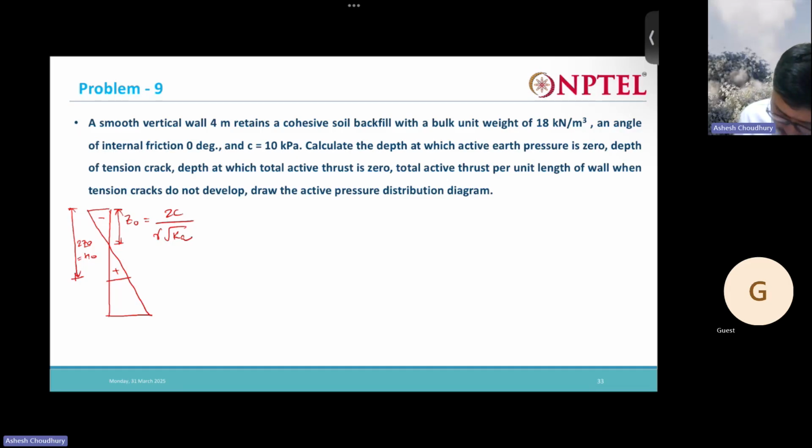So for 0 degrees, Ka is what? Ka is 1, right? So for phi equal to 0 degrees, my Ka is 1. So I can get 1.11 meter here, if I put all the values. So hence this one will be how much? 4 minus 2 into 1.11. So it's going to be 1.78 meters here. Okay. So first is the depth at which earth pressure is 0.